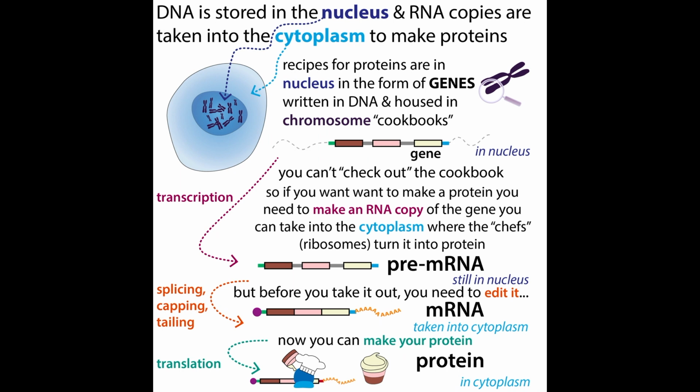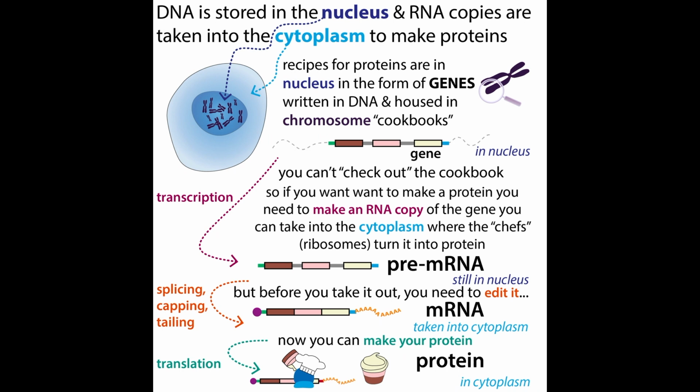So instead, cells first make an RNA copy of the gene in a process called transcription. This is then taken out of the nucleus into the cytoplasm, where protein-making complexes called ribosomes turn it into a protein. But before you can export that RNA out of the nucleus, you have to make some edits. If you make a direct, letter-to-letter copy of the DNA into RNA, that gives you pre-messenger RNA, pre-mRNA. Before it gets taken out, it goes through some editing.